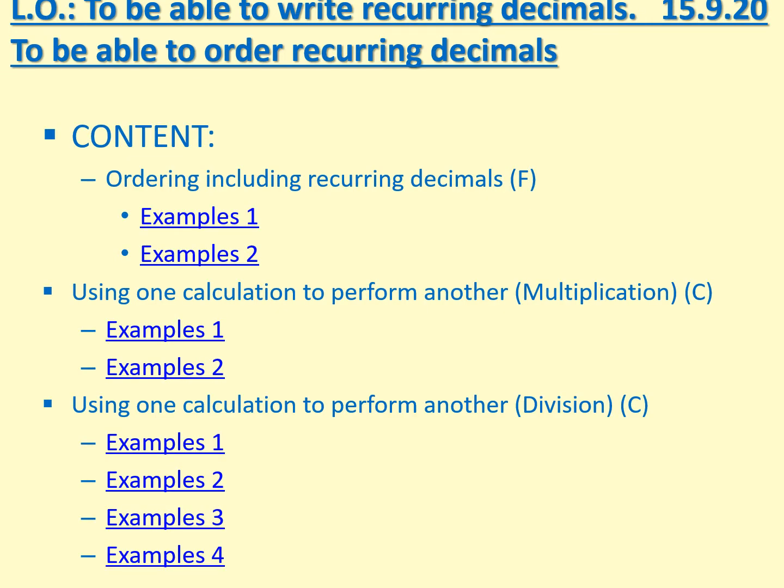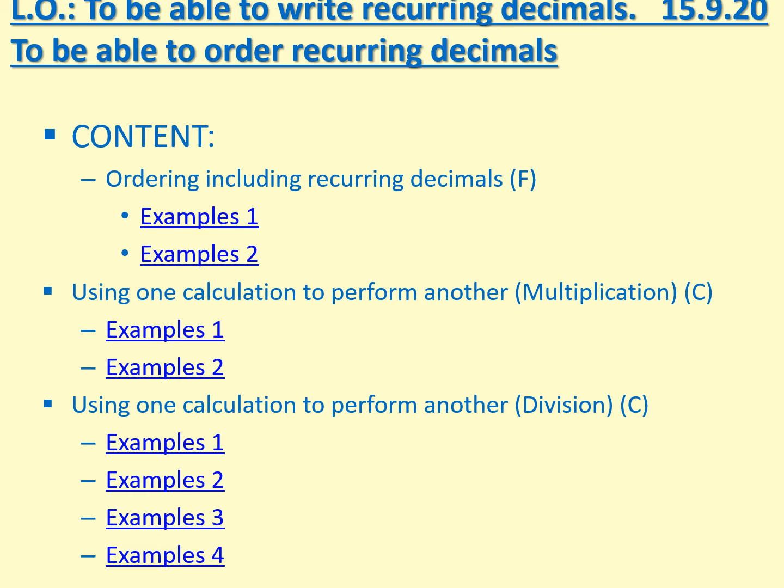Okay, so now we can move on to our main learning objective. Today we are going to be writing recurring decimals and ordering recurring decimals. So we have already finished solving equations, and now we are moving on to the next section, which is place value and ordering and writing recurring decimals. In the next lesson, we are going to use one calculation to perform another with multiplication, and the lesson after that will be about using one calculation to perform another in terms of division.